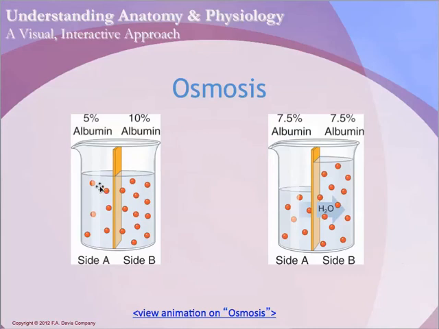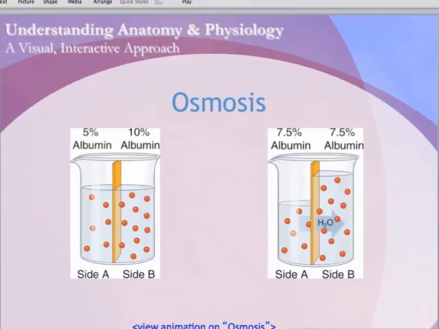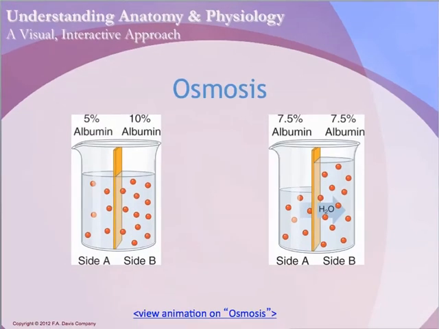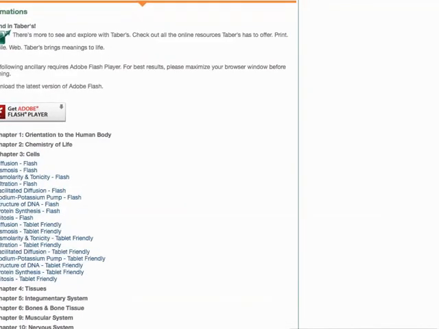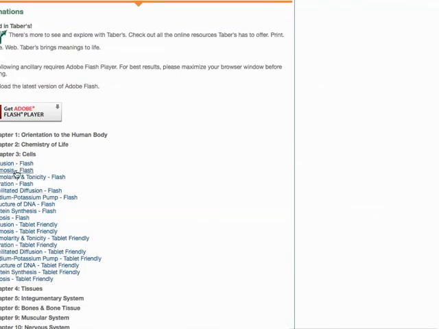Okay, so let's look at this example here. Side A and side B. Side A has 5% albumin, side B has 10% albumin. So you can see less albumin here, more albumin here. If there's more albumin on the B side, that means there are fewer water molecules, because this is at an even level. So the water is going to want to move over to side B because there are fewer water molecules over there. So instead of talking about solutes or particles, which happens in diffusion, now we're talking about the movement of water. So let's look at the animation for that.